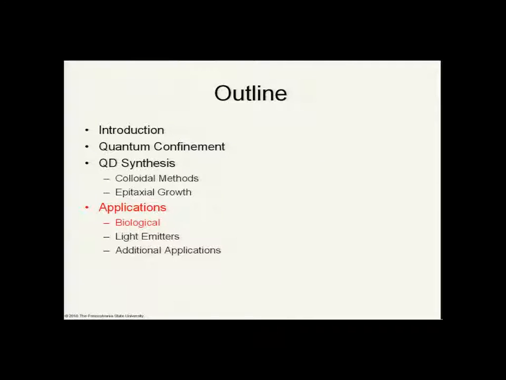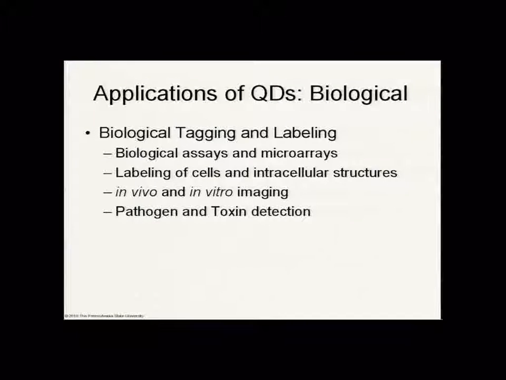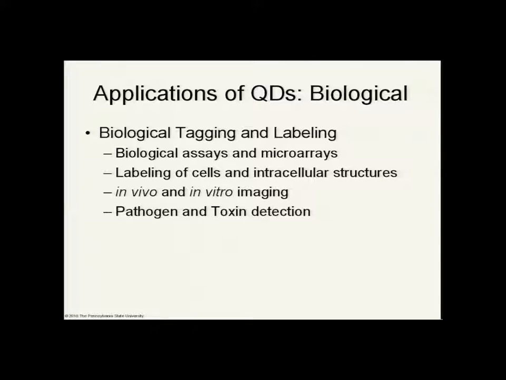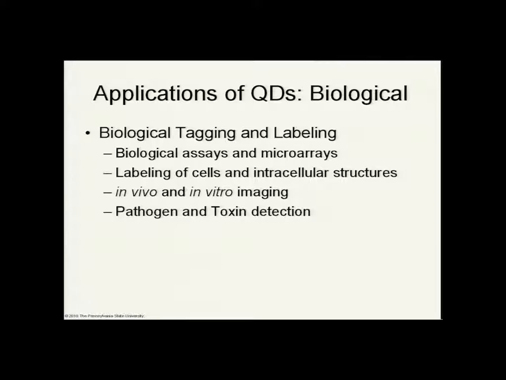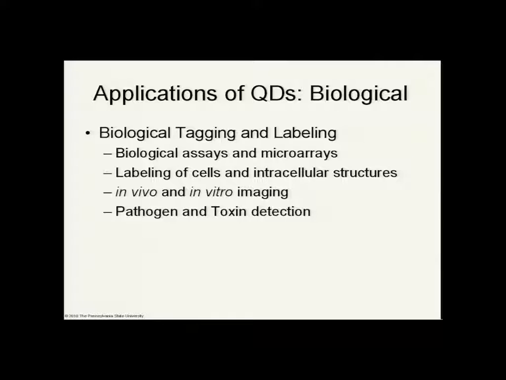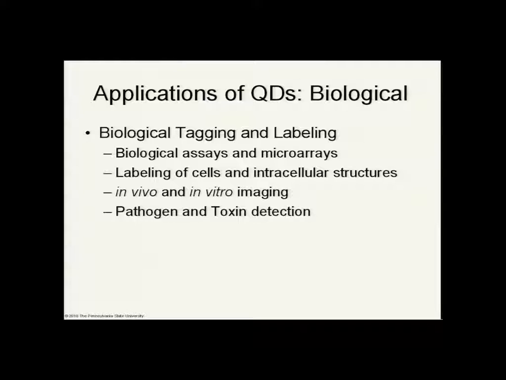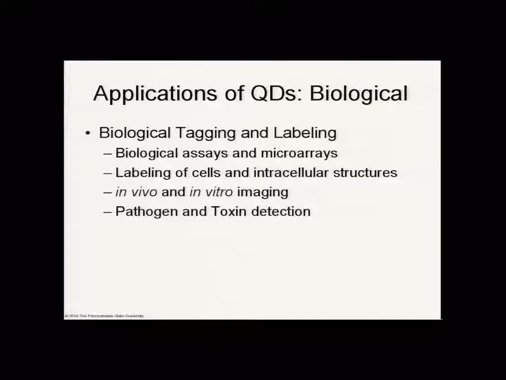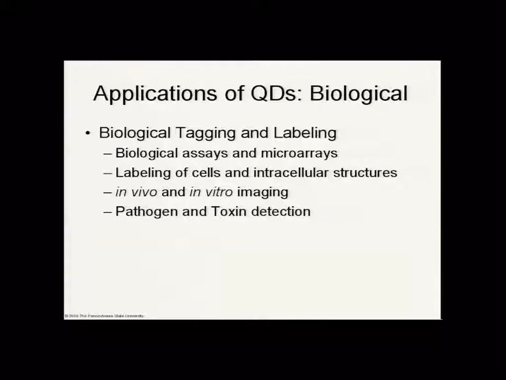Now let's discuss some of the applications of quantum dots. First, we'll start with biological applications. Quantum dots can be used for biological tagging and labeling. They can be used for biological assays and microarrays, the labeling of cells and intracellular structures, in vivo and in vitro imaging, and for pathogen and toxin detection. Anything that we could have labeled with a normal organic fluorophore dye, we can now do with quantum dots.